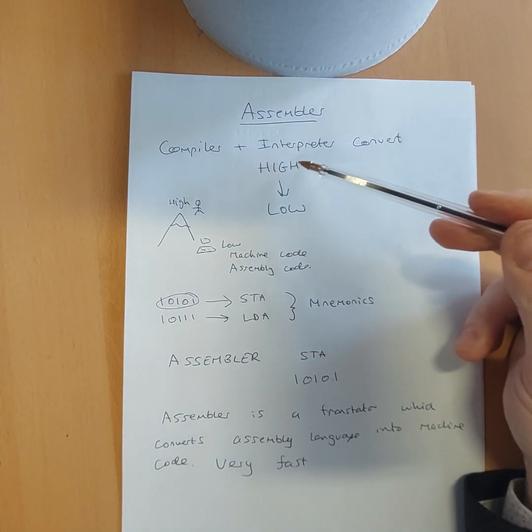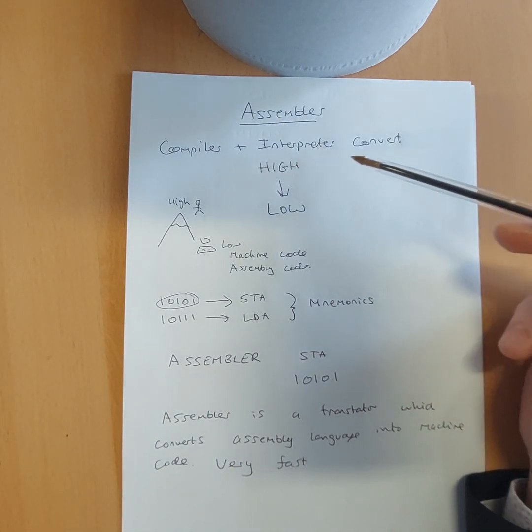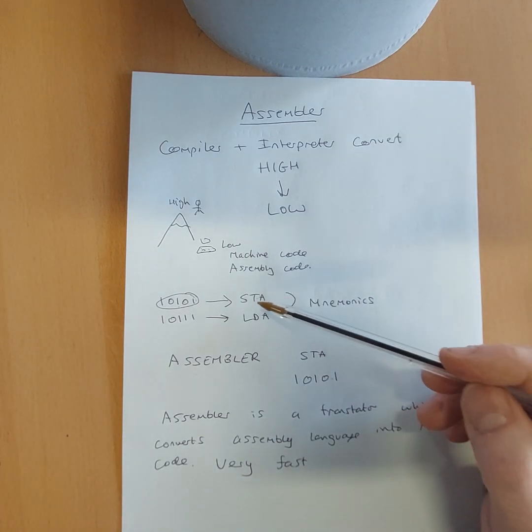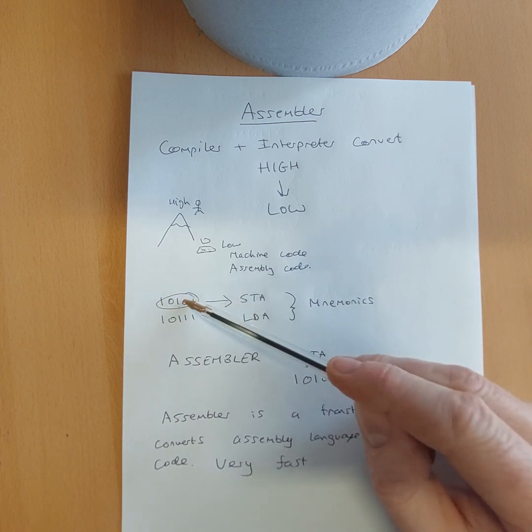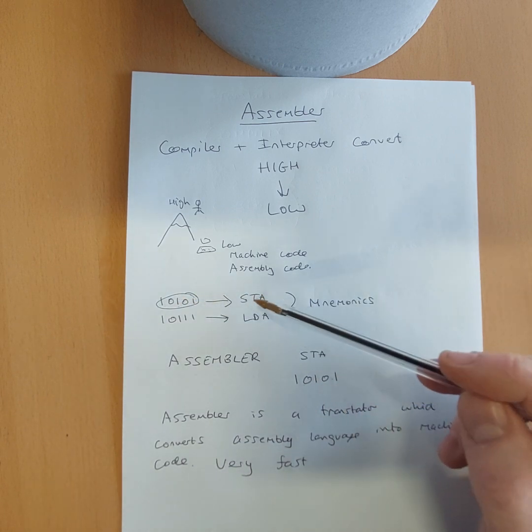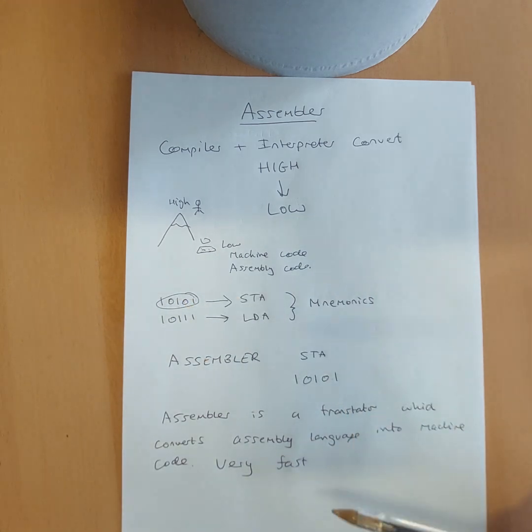That's much more complicated, taking some Python code that we've written. Here we're just converting these mnemonics straight into machine code. So there's a direct one-to-one translation there. So STA will become that, and those are just examples.